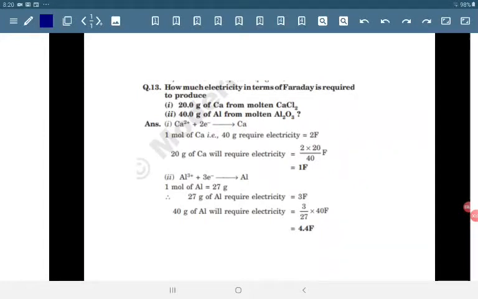Today you'll solve a few numericals. First one is: how much electricity, in terms of Faraday, is required to produce 20 grams of calcium from molten calcium chloride and 40 grams of aluminium from molten Al2O3.